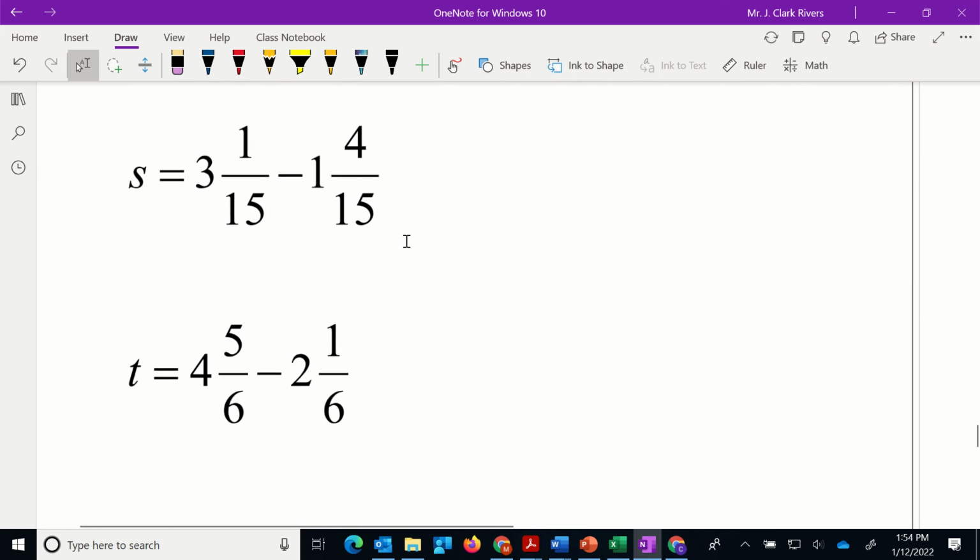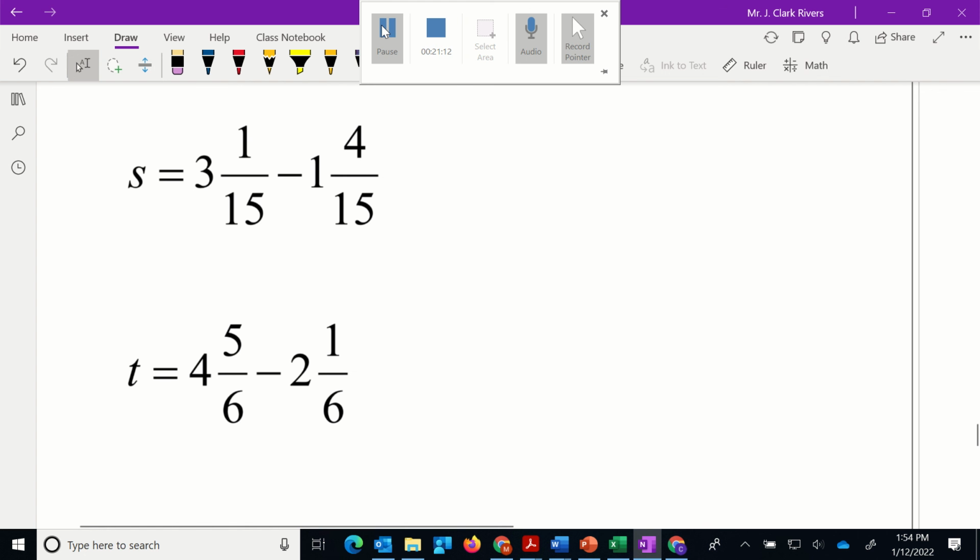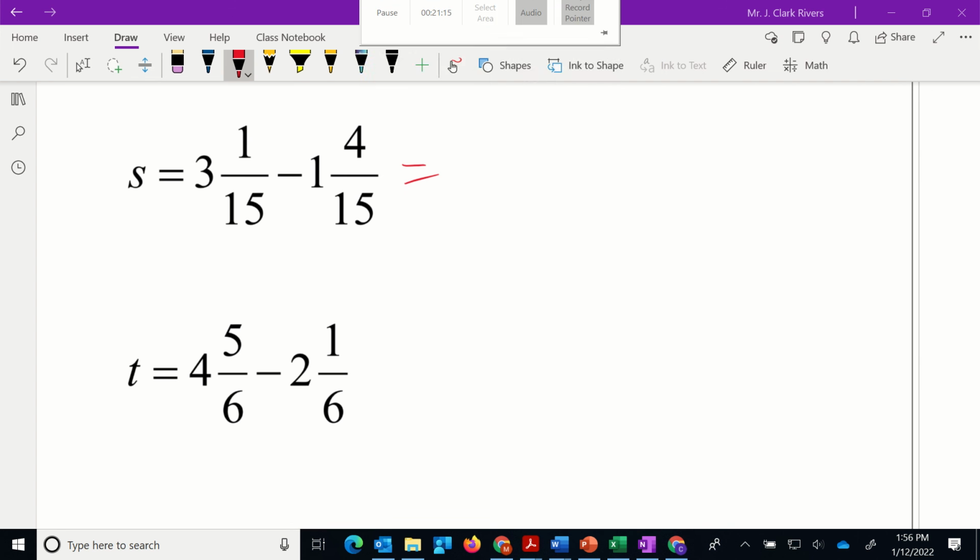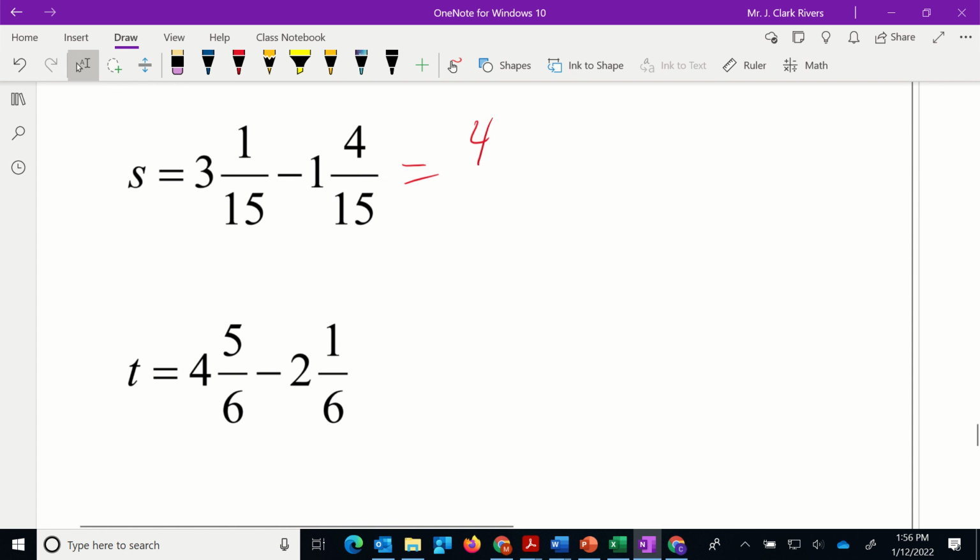Try these two. Be really careful, especially on that first one. I'm going to pause the video now. Help me out on the first one here, Oliver. What'd you do? All right, so 3 minus 1 we can do, but 1 minus 4 is going to be a negative number. So we've got to convert these to improper fractions. Oliver said 3 times 15 is 45. 45 plus 1 is 46. That's 46/15. Questions about that?